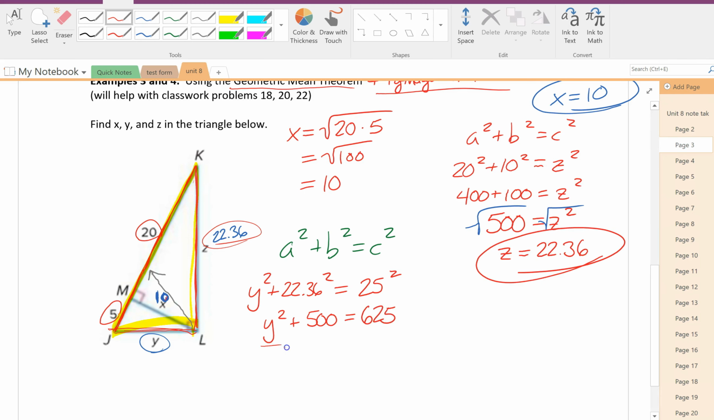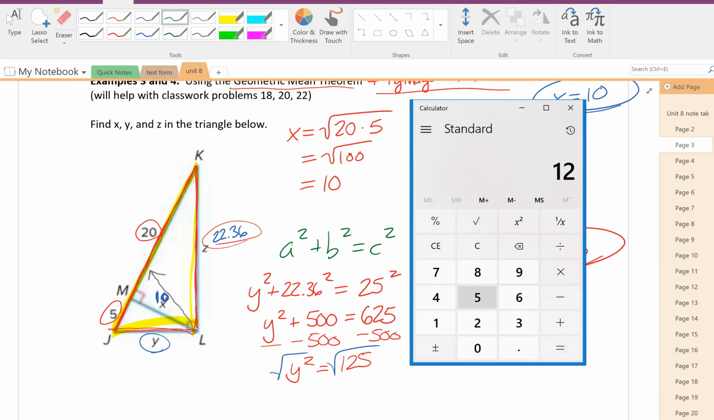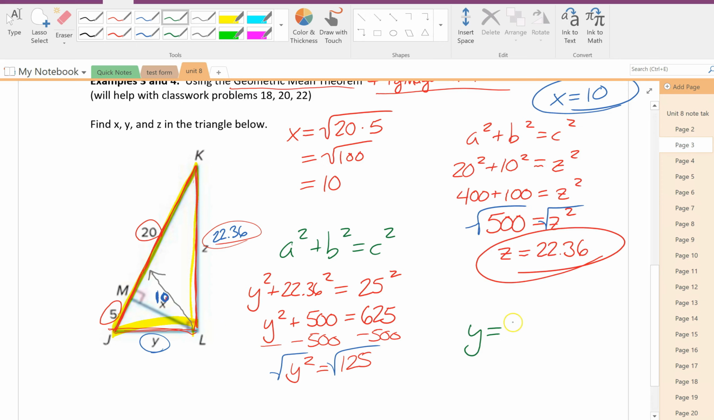Okay, I want to get y by itself, so I'm going to subtract 500 from both sides of the equal sign. y squared is going to be equal to 625 minus 500, which is 125. Now I'm going to take the square root of both sides, and y is going to be equal to the square root of 125, whatever that is, 11.18. So I found x, y, and z, and I'm done.